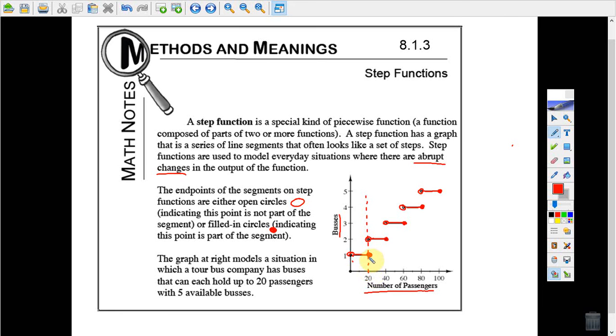The 20th passenger is still on the first bus, so the closed circle goes with the first bus. The 21st passenger is now on the second bus. So if you're on the 21st through the 40th passenger, you're on the second bus. As soon as we go from 40 to 41 passengers, now we need a third bus. So that jump happens every 20 passengers. We need an additional bus.